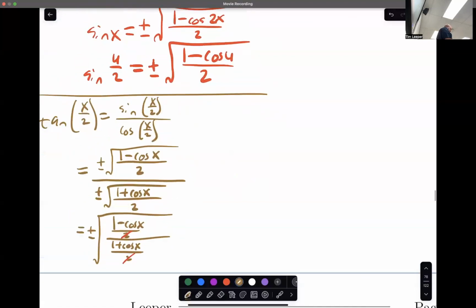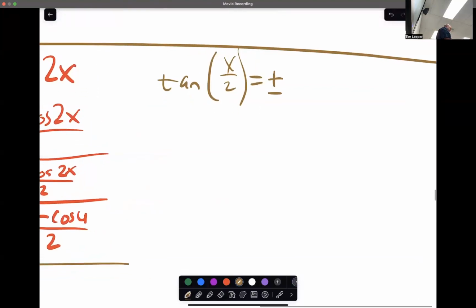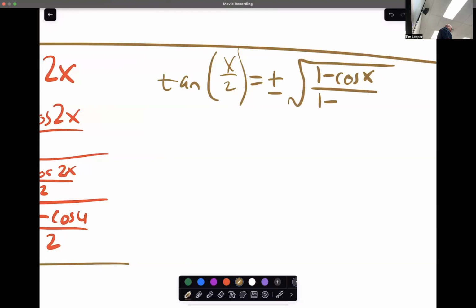Yep. So that's telling me that the tangent of x over 2 is equal to plus or minus the square root of 1 minus cosine of x all over 1 plus cosine of x. And there we go. That is the half angle identity for tangent, or at least one of them. Any questions so far about this one? I'm going to go ahead and put a star next to it here.